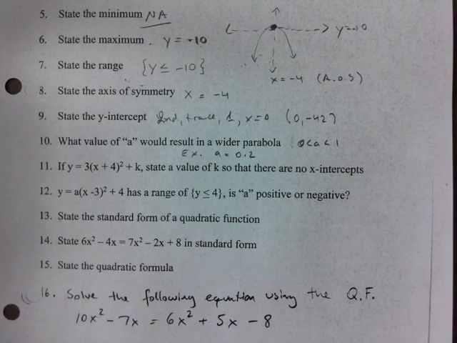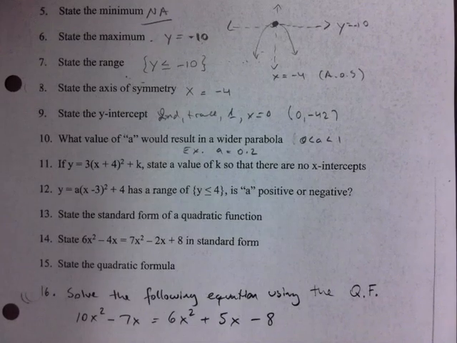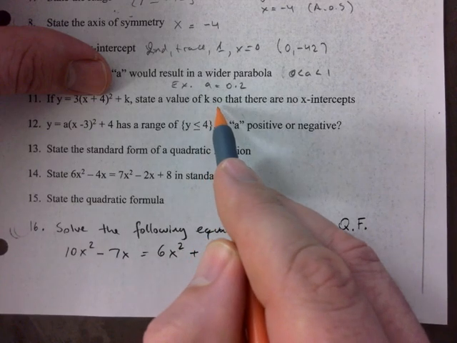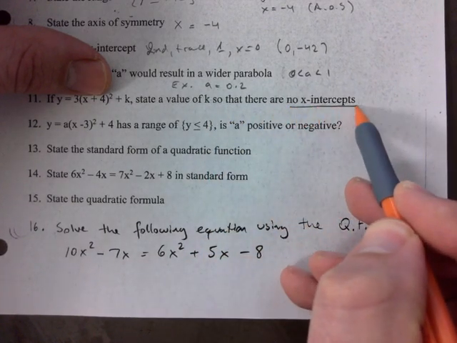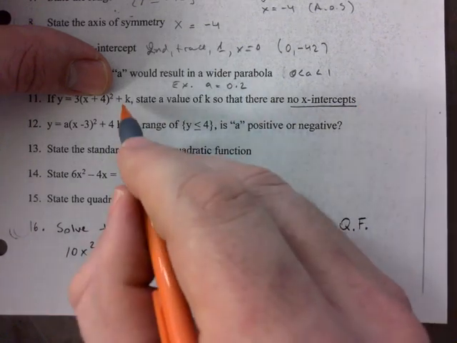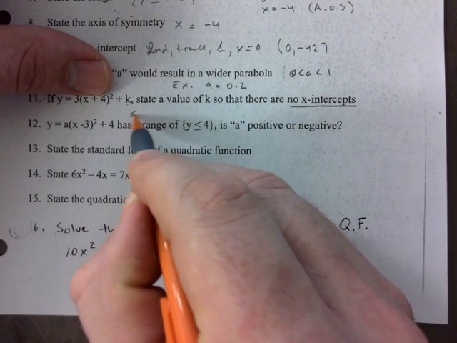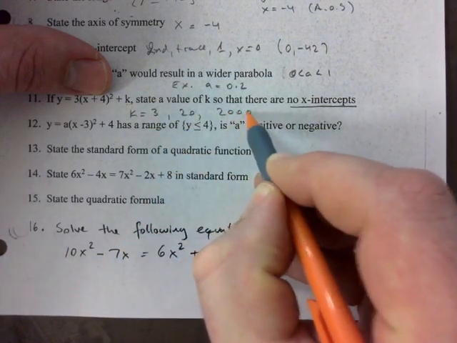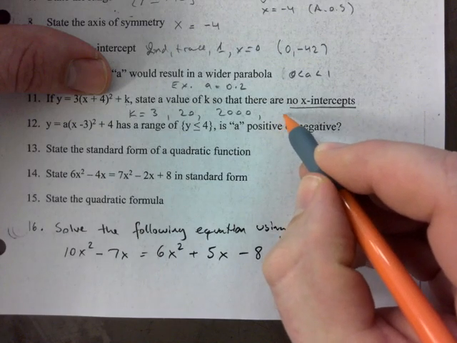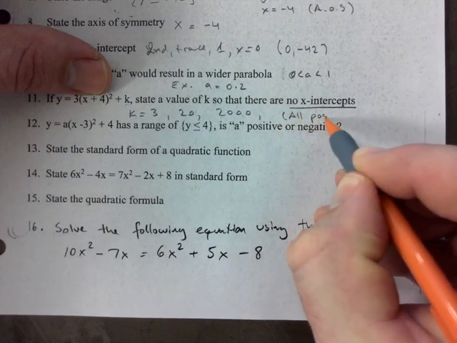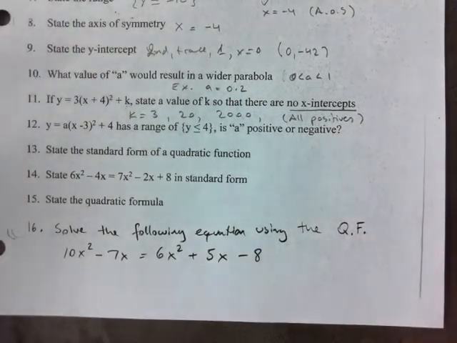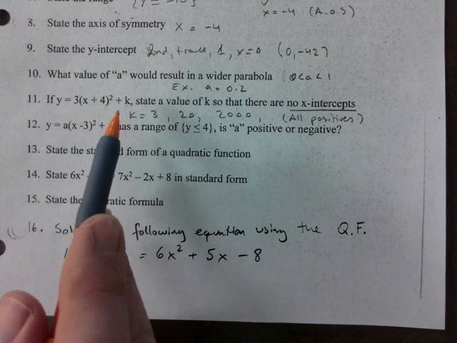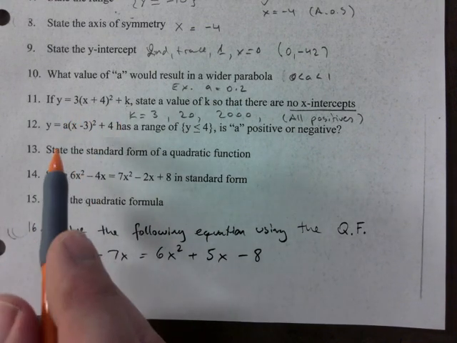Okay. 11, if you have your vertex form, K is just a letter in this case, what value of K so that there are no x-intercepts? Well, you want K to be positive, right? So K can be 3 or 20 or 2000 or whatever you want, but all positive. All positives would be accepted in this case, because if A and K have the same sign, you have no x-intercepts.